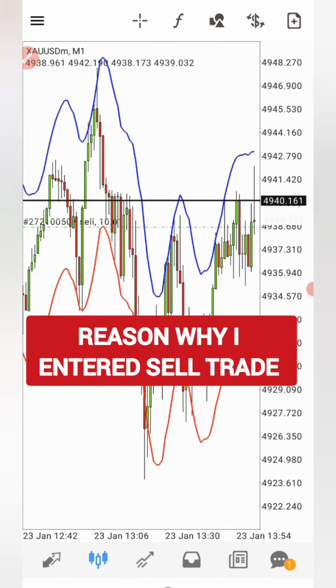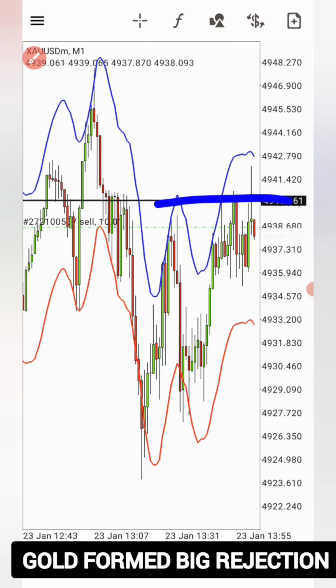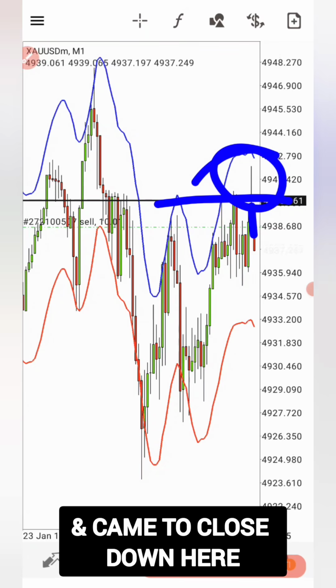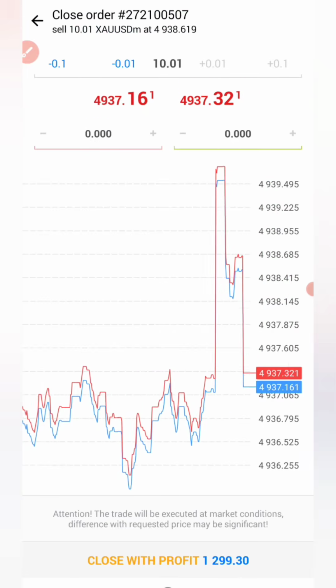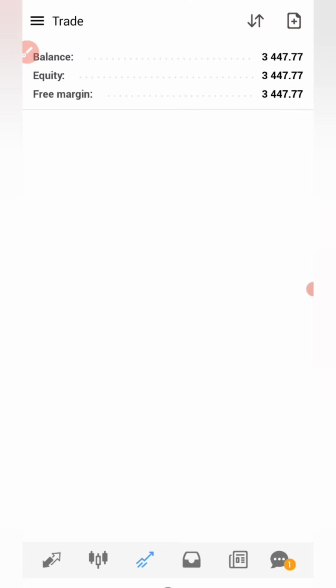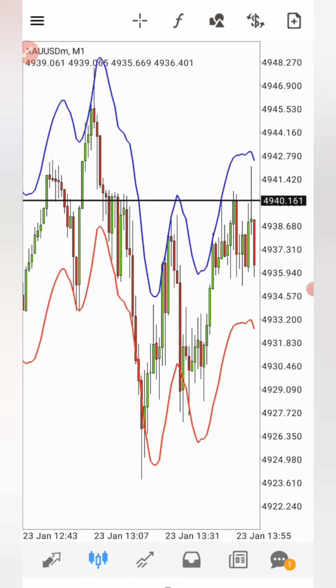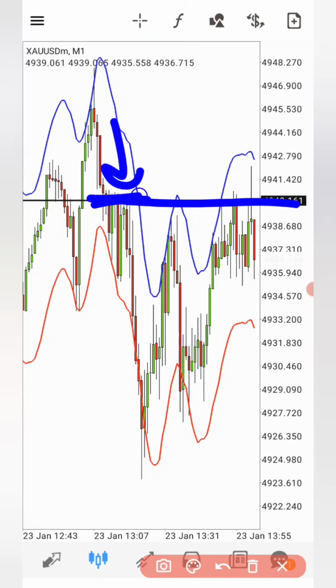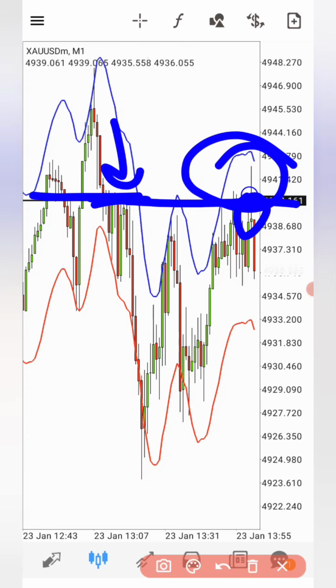The reason we entered this sell trade, you can see right here, gold formed this big rejection and came to close down here, which means now we have gold in big profit, like $1,400 right here. This is okay. Look, right, this is okay. 1,000. Right now we made $3,447.77, right? Because of this trade that we have right here, which is very clear, we have a strong resistance level. And if you look back, this is a resistance level which has been working before. So once we have this big rejection right here, the candle closed like this.